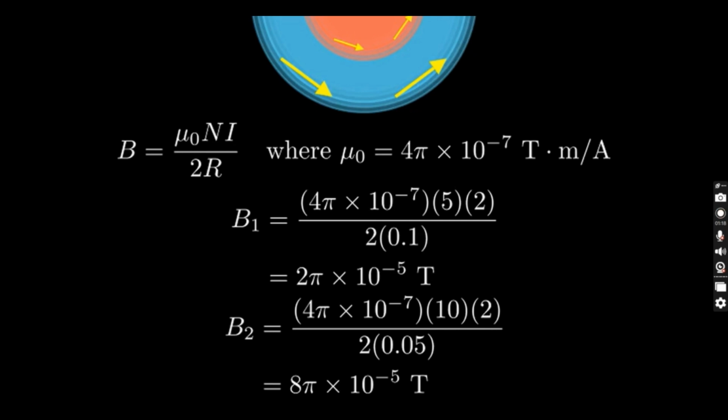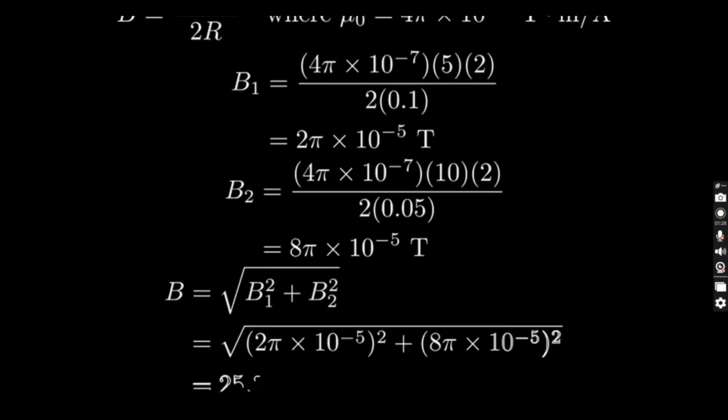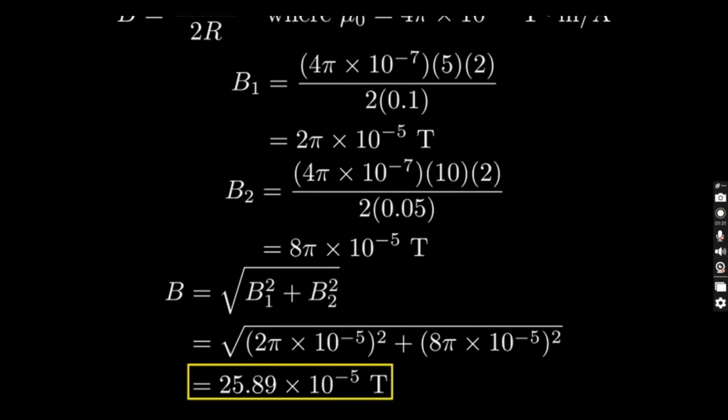Since the coils are perpendicular, their magnetic fields are also perpendicular. We can find the resultant field using the Pythagorean theorem. B equals the square root of B1 squared plus B2 squared. Plugging in our values and calculating, we get 25.89 times 10 to the minus 5 Tesla.